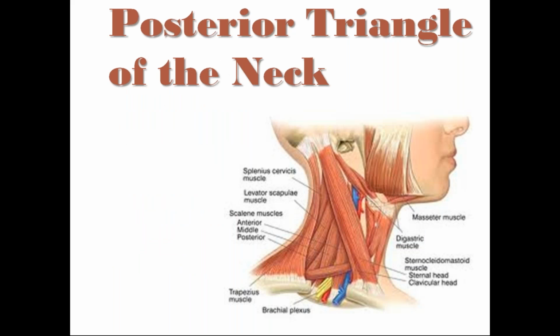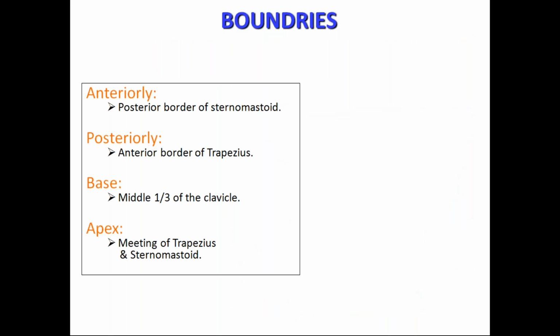So this is the posterior triangle of the neck. What is the importance of the posterior triangle of the neck? Tuberculous cervical lymphadenitis is most common in the posterior triangle of the neck. So what are the boundaries? Anteriorly, the posterior border of the sternocleidomastoid, and posteriorly, the anterior border of trapezius. The base is formed by the middle one-third of the clavicle, whereas the apex is the meeting of both the trapezius and the sternomastoid.